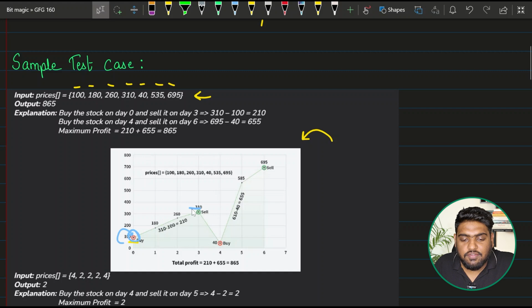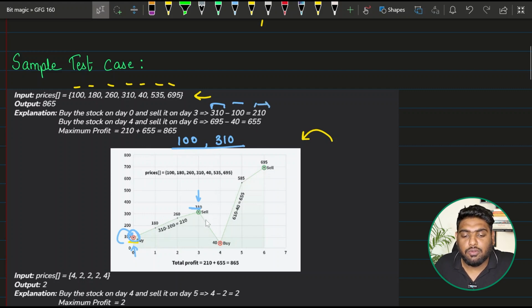Then we have a peak here. Okay, this is a dip, and this is a peak. So you bought at this dip and you sold at this peak. What happened here? You bought the stock at 100 and you sold it at 310. What is your profit? 310 minus 100, resulting in 210 profit.